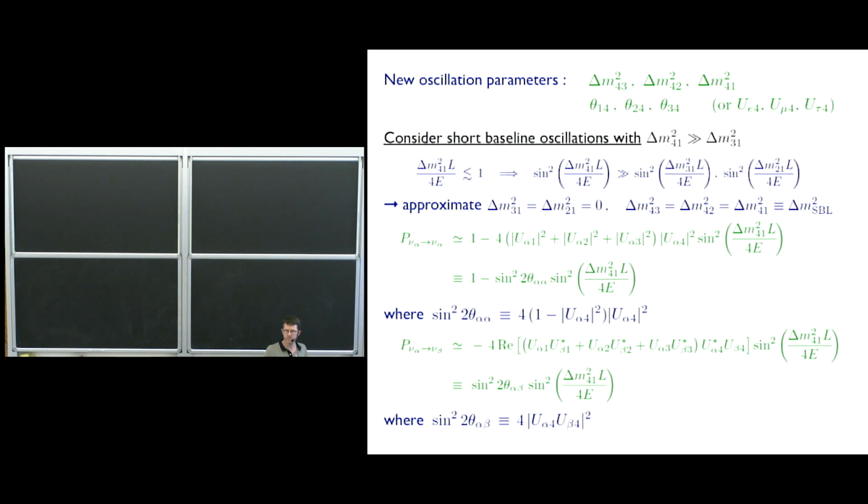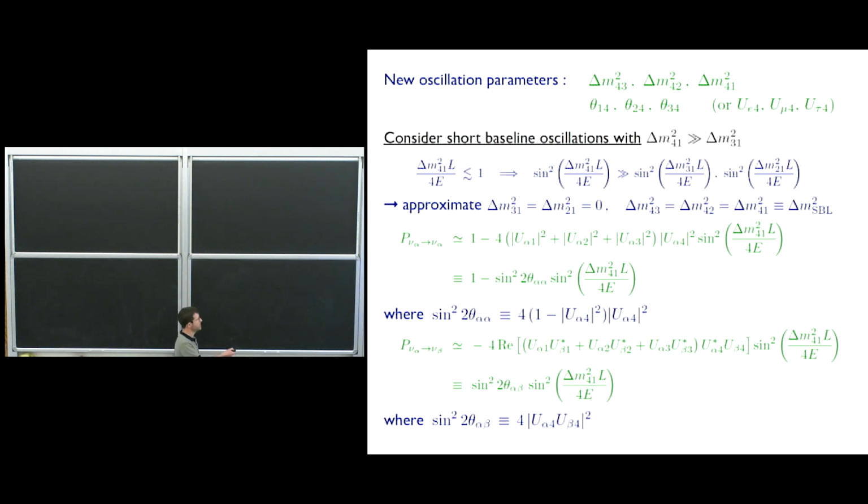So I can describe things by doing a simple approximation. Since this is small, I just neglect these delta m squared. I set them to 0, okay? Because I'm interested now in a regime where it's mainly this delta m squared that is going to drive the oscillations. And then if I assume that all 3 new delta m squared are equal to each other, so I will just keep delta m squared 4 1. Then the oscillation probabilities, which are in principle complicated because I have now 4 flavors, reduce to very simple expressions. So let me start with the disappearance probability, and then I will discuss the appearance probability.